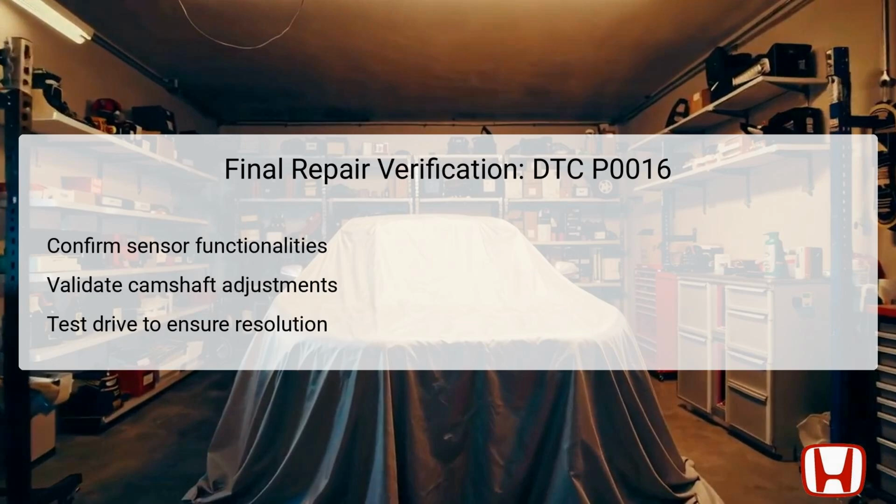The final repair verification process is crucial to ensuring all identified issues have been rectified. Begin by confirming the functionalities of the CMP and CKP sensors. This ensures the information relayed to the PCM is accurate and reliable. Next, validate the camshaft adjustments to ensure that they operate within specified limits and do not exceed allowable variances.